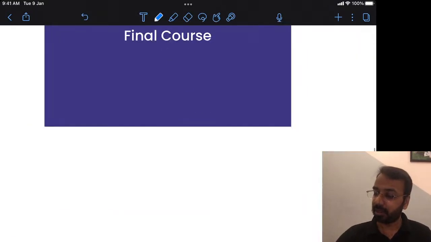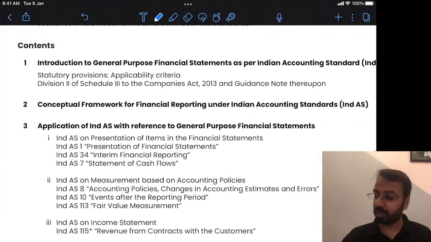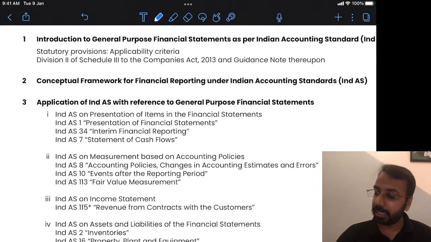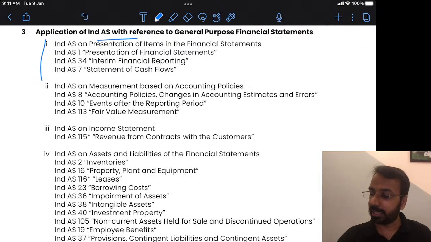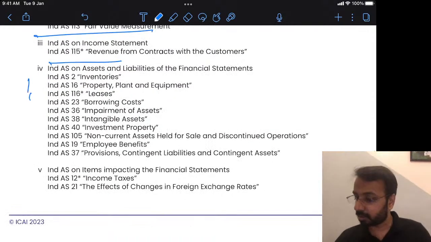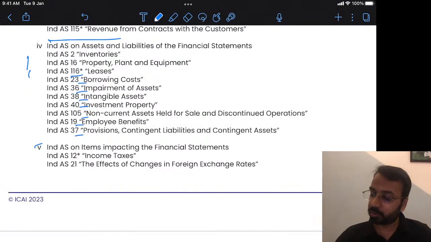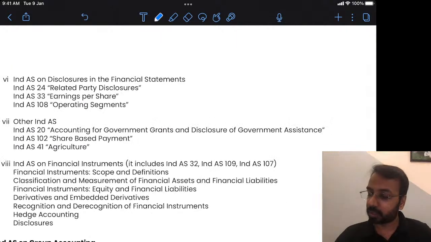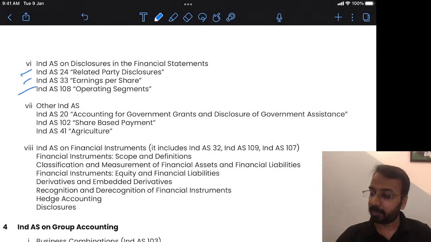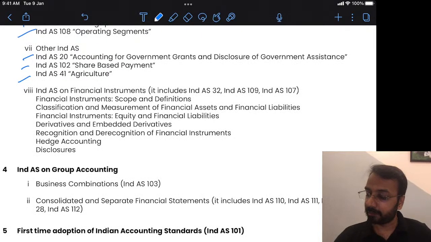Now coming to CA final, paper 1, financial reporting. So now here if you see Ind AS, so 134 and 7 were there. These were also already there. 115 was there. 2, 16, 116 was there. Then 23, 36, 38, 40, 105, 19, 37, all of these are already there. Ind AS 12, 21 is also there. 24, 33, 108, everything is there. 2, 102, 41, this is also there. Financial instrument, all of these are there.